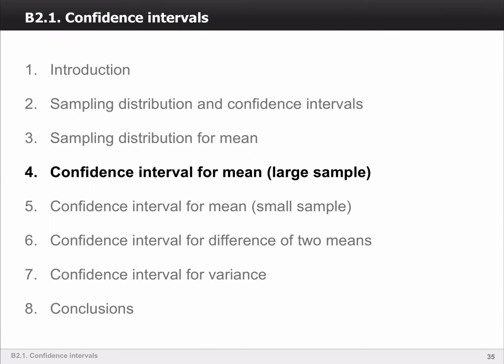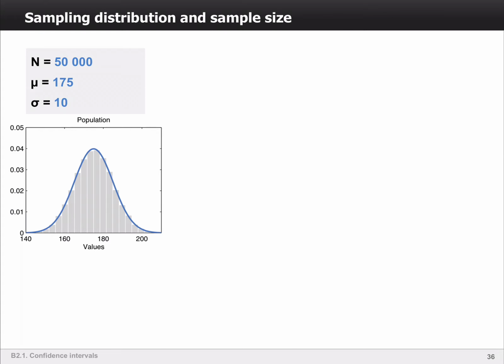Now let's talk about how to calculate the confidence interval for the mean, how to calculate these parameters for the sampling distribution of average values. I will start with a large sample. We will discuss why a large sample a little bit later, and then we will talk about what to do if you have a small sample size.